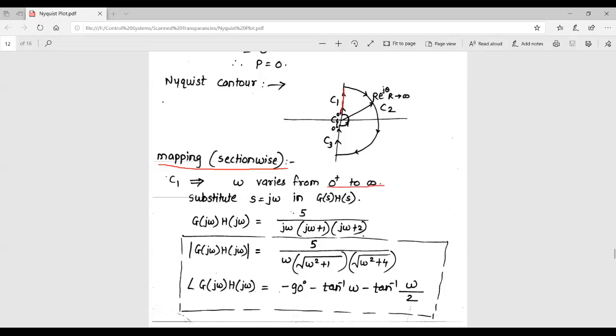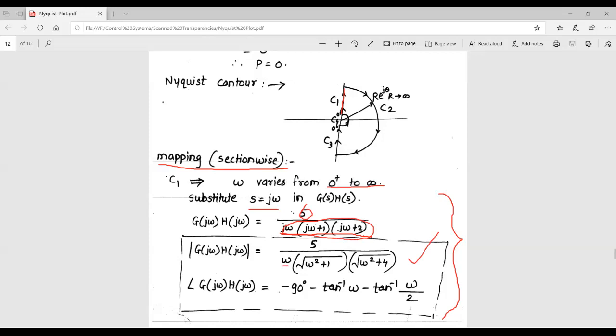Now for this section, the magnitude calculation is by substituting s equal to j omega. All of this method remains the same. Please remember this, right? So H(j omega) comes out to be 5 upon j omega into (j omega plus 1) into (j omega plus 2). Just substitute j omega in the place of s. Now its magnitude comes out to be 5 upon omega into square root of (omega square plus 1) into square root of (omega square plus 4), just by taking the magnitude from each term. So this is the magnitude of the transfer function, and this is the angle.